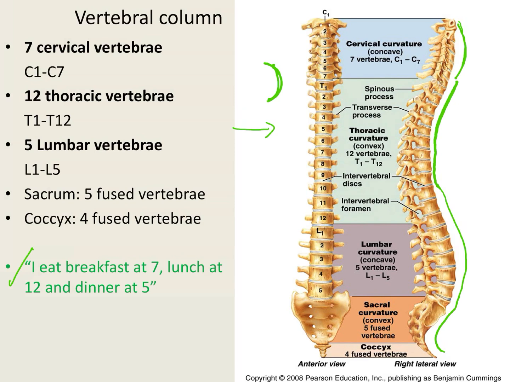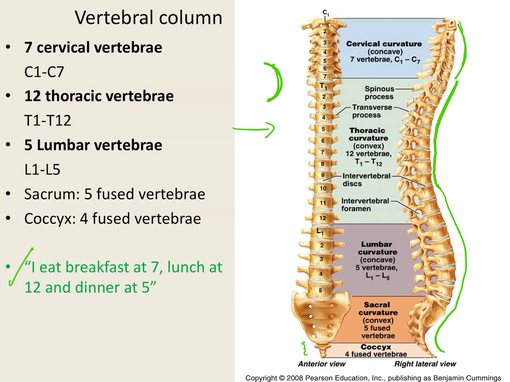The sacrum is approximately 5 fused vertebrae, the coccyx approximately 4 fused vertebrae. The coccyx is a little bit more variable in people. Sometimes people have 3 fused, 5 fused, it just depends. The sacrum is a little bit more fixed.